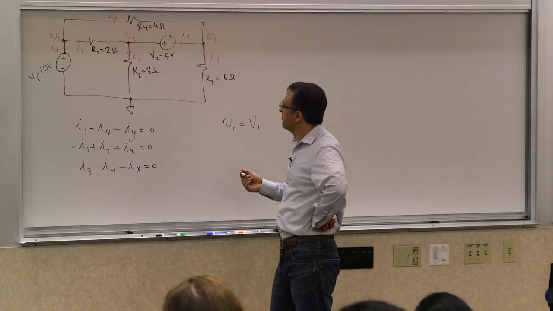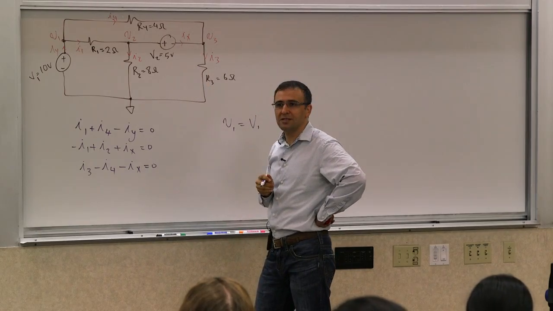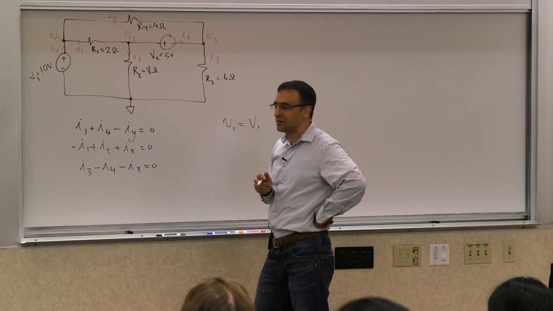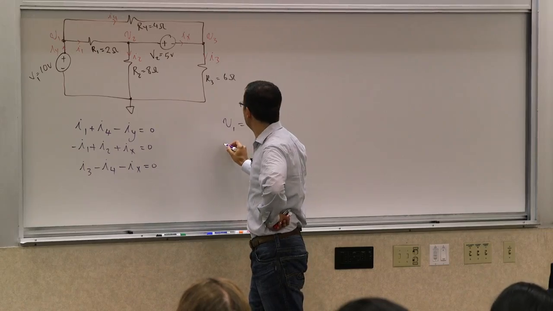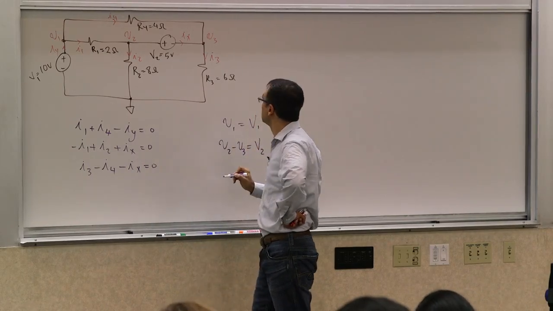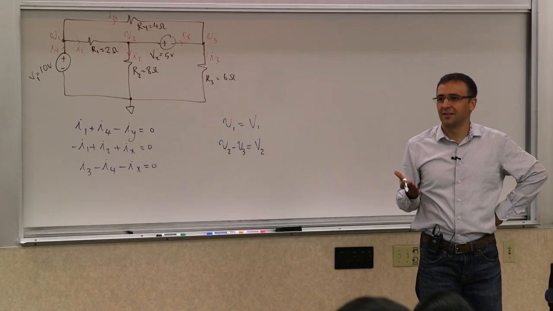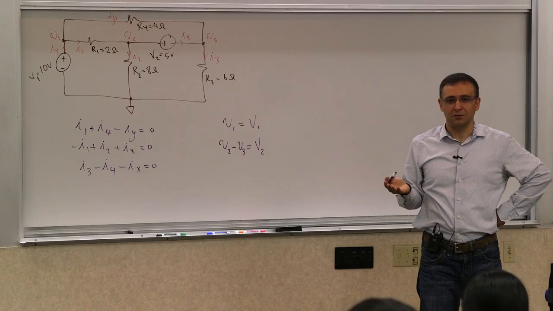Now, similarly, you can do the same thing for V2 and V3. What can you say? Exactly, V2 minus V3 is equal to capital V2. So two equations. How many do we need though?